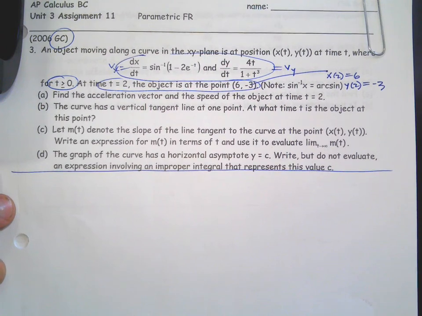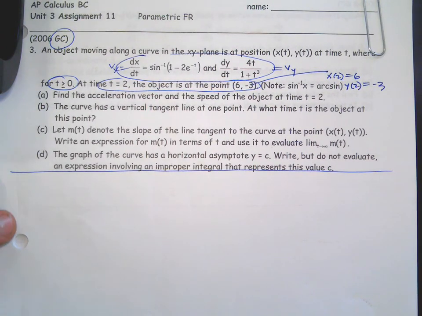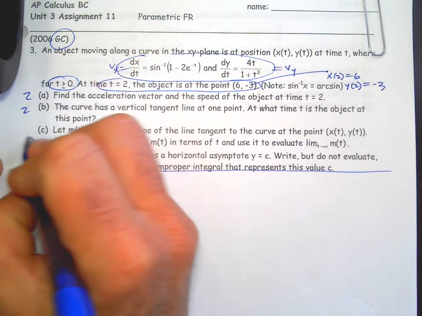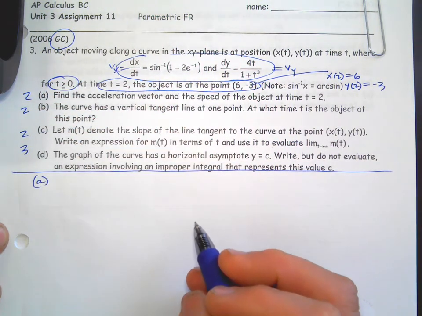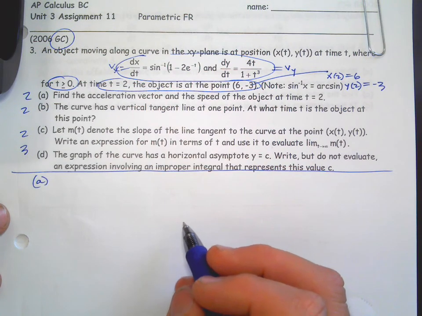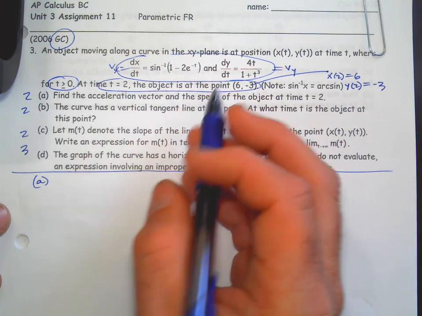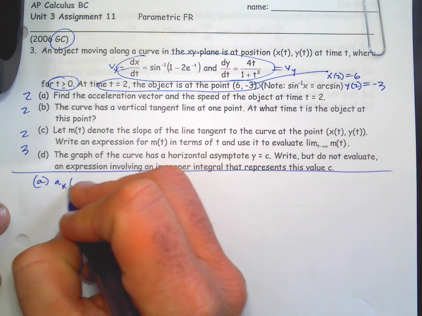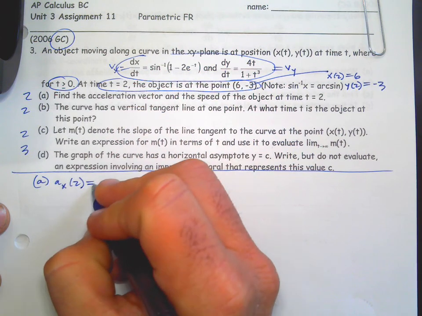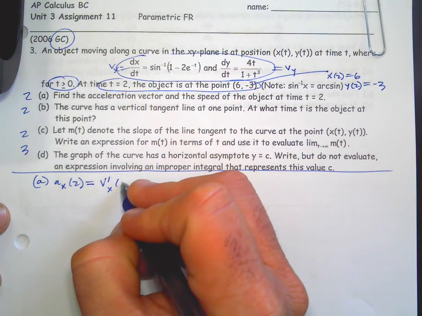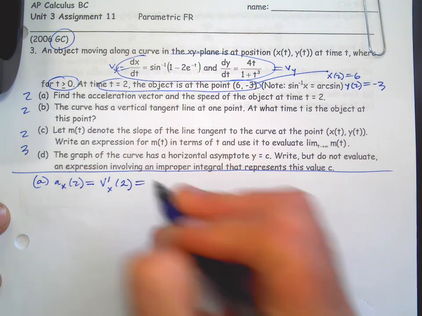Let's see. Find the acceleration vector and speed. That's a pretty straightforward question. Point breakdown is 2, 2, 2, 3 for a total of 9. Acceleration vector and speed of the object. So we already have the velocity. So acceleration in the x direction at time 2 is going to equal the derivative of velocity at time 2. So we could just use your calculator to do that.